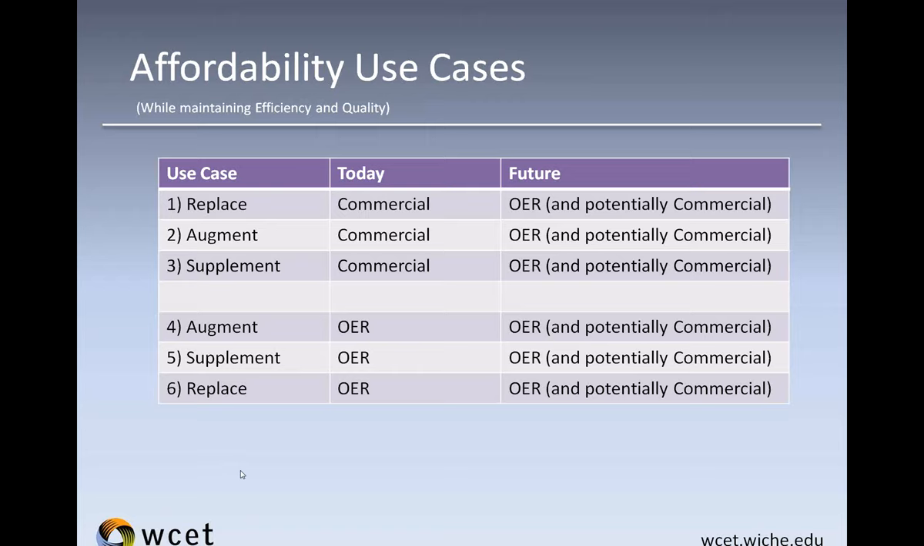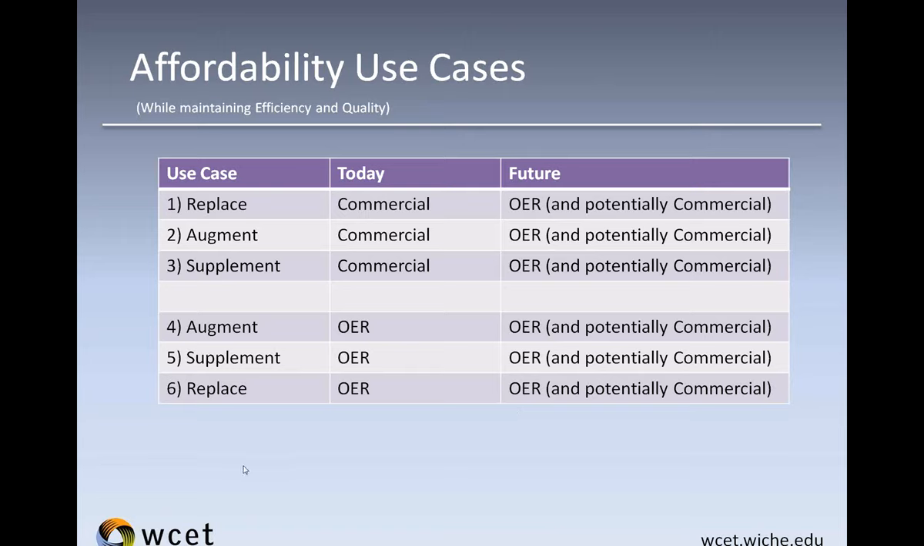The next three relate to where perhaps a faculty member is using OER today. So number four is, again, that augment scenario where faculty may be using OER and they want to augment that with some additional OER content. Number five, this is an interesting one. This is where faculty may have started to use, for example, an OER textbook. So maybe they went from a commercial textbook to an OER textbook, but as they look at their topics and subtopics and course outcomes and learning objectives, they see that there are gaps. And they want to identify pieces of OER content that can fill those gaps.